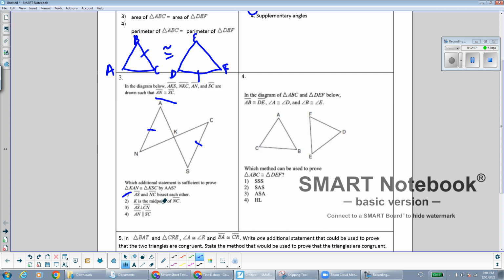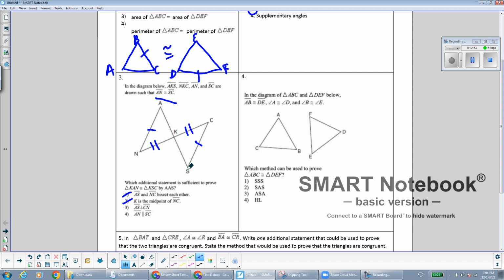K is the midpoint of NC. Well, that tells us NC is being split into two congruent parts. That's all that it tells us. That's not enough information. Even with the vertical angles, that's SSA, or ASS if we read it the other way, which we know is not a valid method of proving triangles congruent.